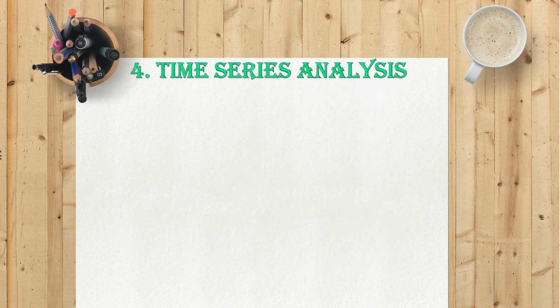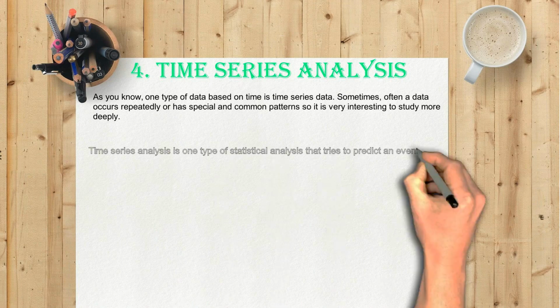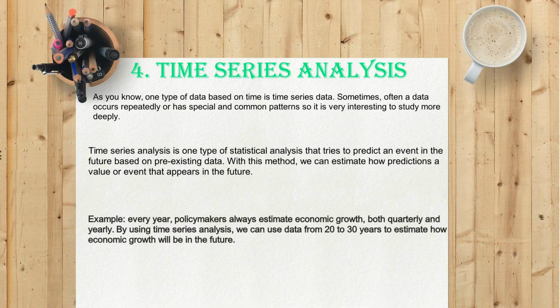Number 4, time series analysis. As you know, one type of data based on time is time series data. Sometimes a data occurs repeatedly or has special and common patterns, so it is very interesting to study more deeply. Time series analysis is one type of statistical analysis that tries to predict an event in the future, based on pre-existing data. With this method, we can estimate how predictions of value or event will appear in the future.